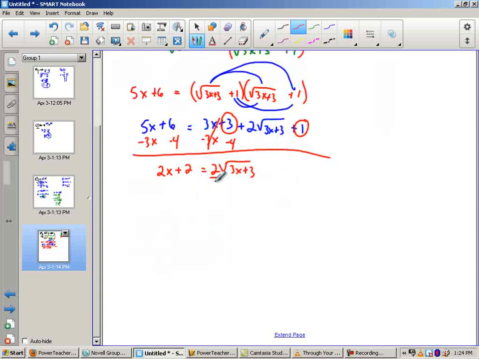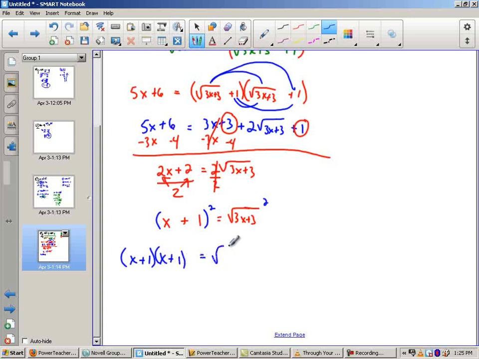Well, I'd like to divide by 2. If I do that, I have to divide everything by 2. Leaving me with the square root of 3x plus 3 is equal to, and if I divide into both of these, I end up with x plus 1. Step number 2, now that I've got it isolated, is to put in parentheses, and step 3 is to square both sides. So this becomes x plus 1 times x plus 1 equal to the square root.